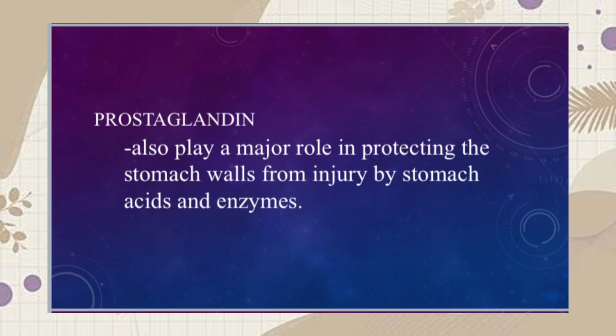Prostaglandins also play a major role in protecting the stomach walls from injury by stomach acid and enzymes. The prostaglandins are produced by cells lining the stomach and prevent injury by inhibiting gastric acid secretion, maintaining blood flow, and stimulating mucus and bicarbonate production.